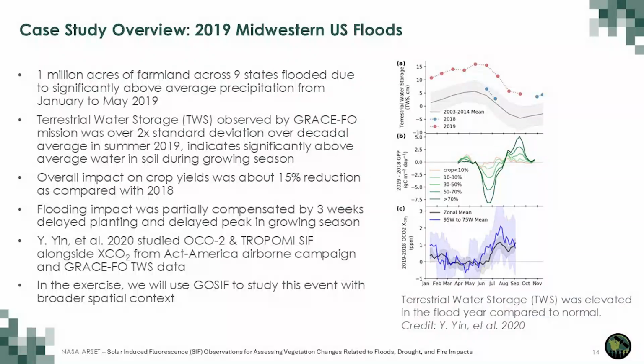This can also partly be explained by delay in planting, which is why we see an uptick in GPP later in the season. In fact, the crops were able to take advantage of the additional water in the soil later in the season. In the top plot of this slide, you can see that TWS was 2 standard deviations above the mean in the flood year. Interestingly, we can also notice from the middle plot that non-cropland areas were less affected by the flooding. Natural biomes are usually better adapted to periodic flooding due to the existing trees and root structures that help hold the soil in place.